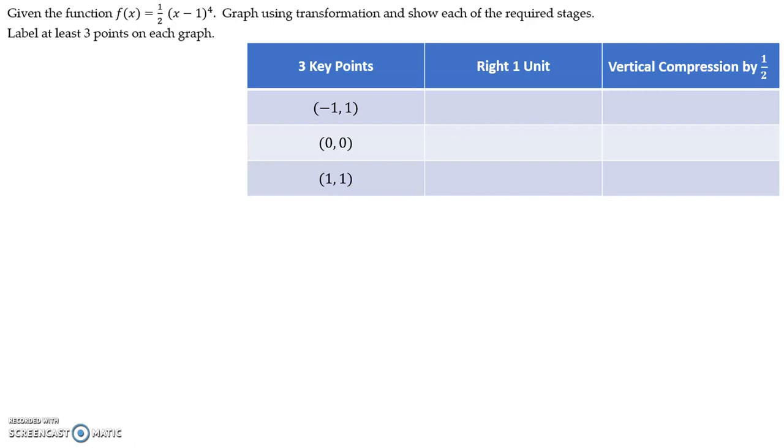In this example, we want to look at the function f of x equals 1/2 times x minus 1 to the 4th power. The first thing we want to do here is let's state our transformations. The minus 1 that you see inside the parentheses with the x is going to be moving our graph right 1 unit.